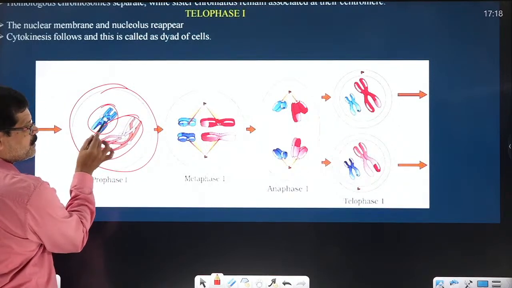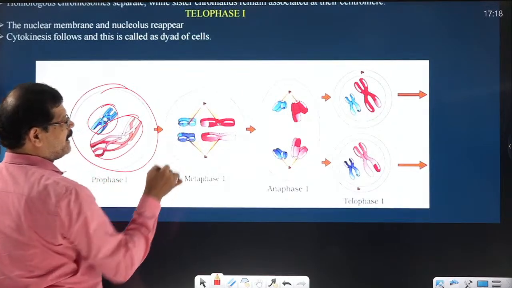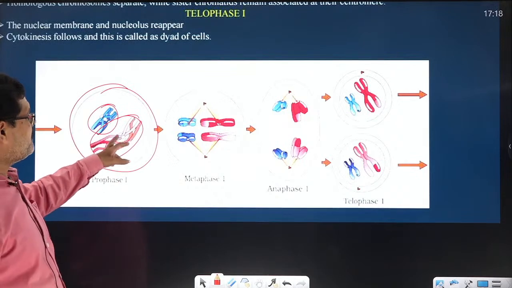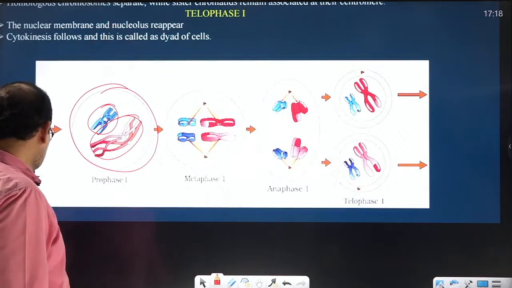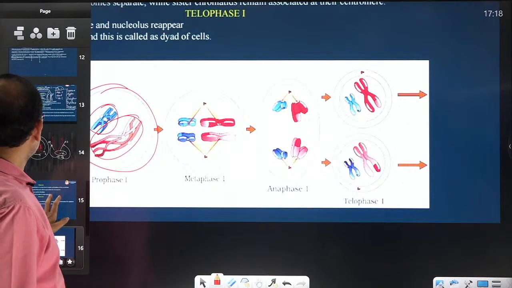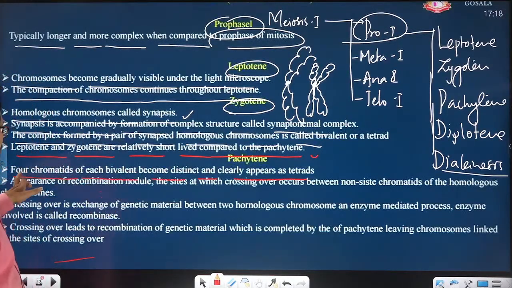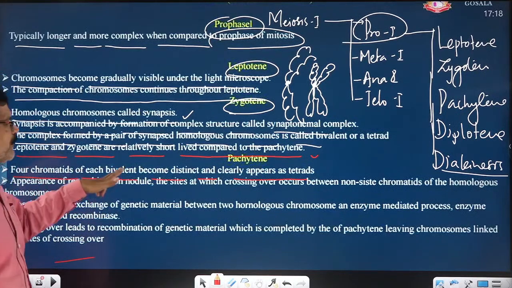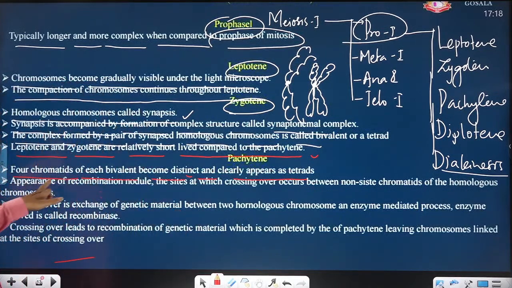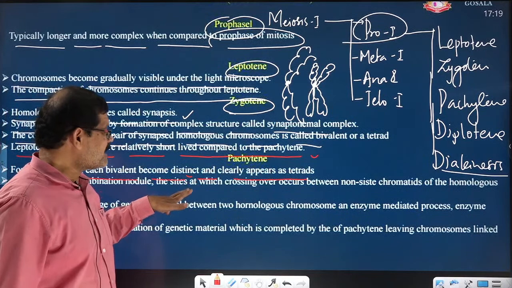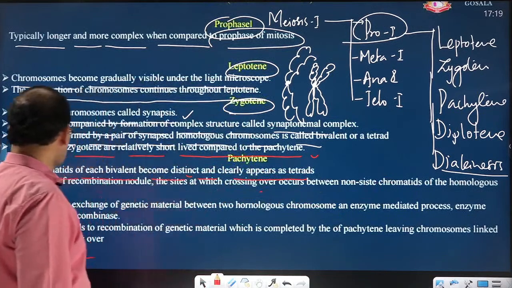Combining. These two, when combined and condensed, what happens? It is completely condensed. In prophase one, the combining forms the synaptonemal complex, the same kind of points which we are studying. See here, the combining is done. Next, the 4 chromatids of each bivalent become distinct and clear, and they appear as a tetrad. Appearance of recombination nodules, and the site at which crossing over occurs between the non-sister chromatids of a homologous pair.